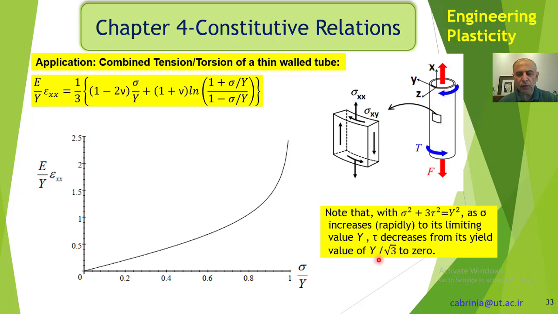That's why tau is equal to y over root 3 at yield, because when we increase only the torsional loading, we don't have any normal stress here. We reach the yield point, and yield is only due to shear stress, tau, and we get this tau equal to y over root 3, where sigma is 0. But when we increase sigma from 0 to y, the shear stress goes to 0, because here we have stopped the torsional loading.